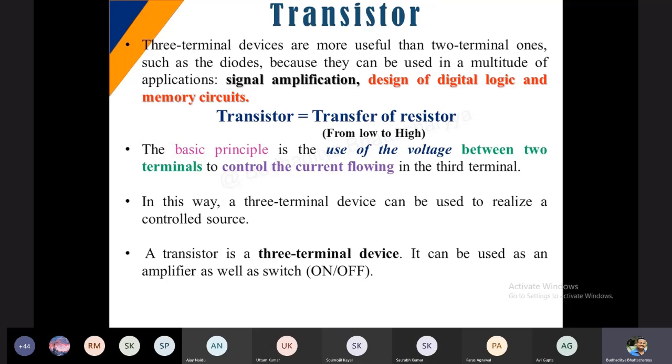Now the basic principle is the use of the voltage between two terminals to control the current flowing to the third terminal. That's simple, what we are observing. In this way, the three-terminal device can be used to realize a controlled source. That's very important. We can control it, how much we require. And naturally, this three-terminal device can also be used as a switch. We'll see that later. So that's an application.